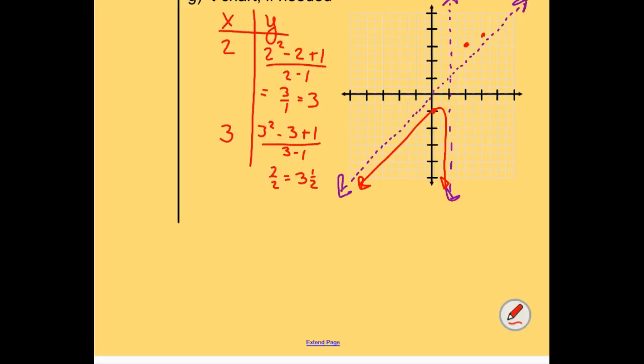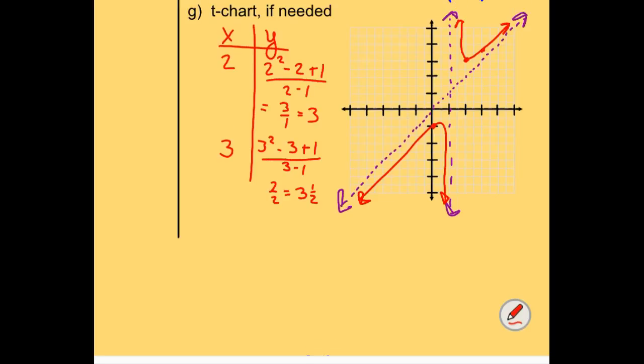So again, I can see that I will have a curve between my two asymptotes, hitting those 2 points that we found. So in this case, our graph looks like it's a couple of parabolas that are a little bit slanted.